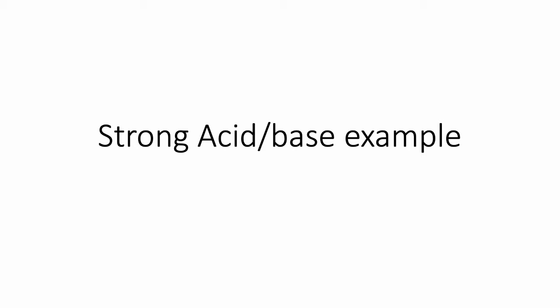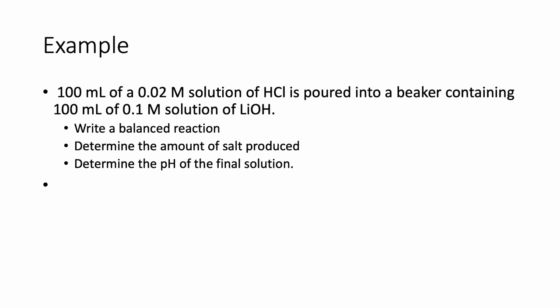This video is going to be talking about strong acid-base reactions and the example that we're going to have on the test and on the worksheet you're going to be given shortly. So here's the example, this is example 1. You're given 100 mL of a 0.02 molar solution of HCl. So we have a strong acid. And it's poured into a beaker containing 100 milliliters of 0.1 molar solution of lithium hydroxide. And there's 3 things we want you to do. One is write a balanced reaction, determine the amount of salt produced, and determine the pH of the final solution. So we want 3 sets of answers here.